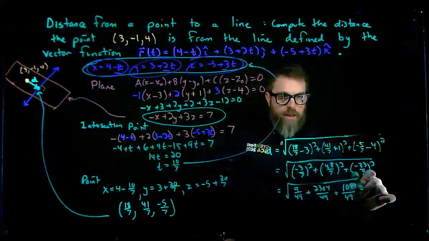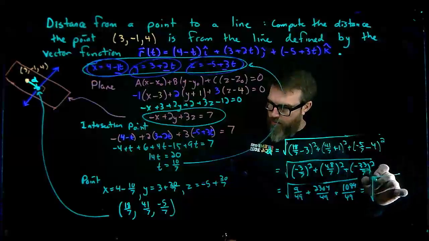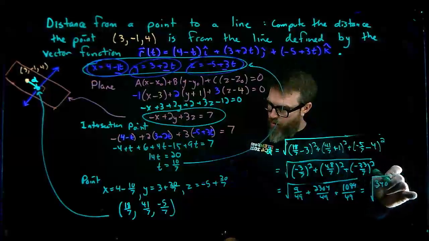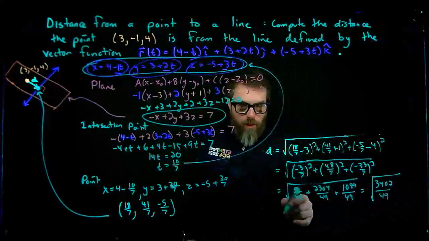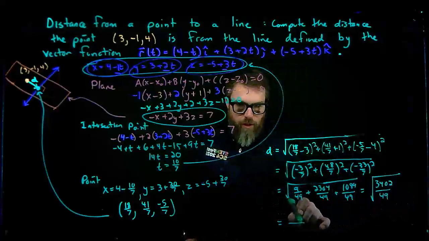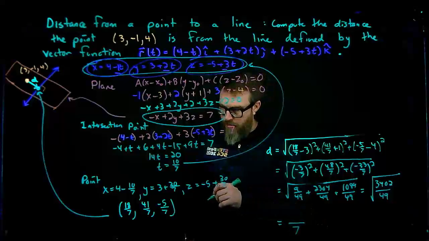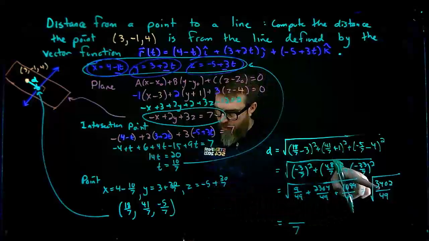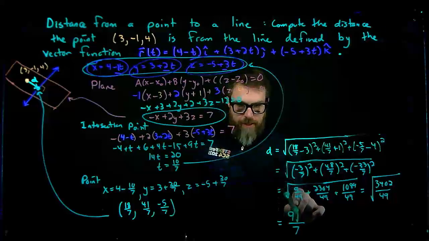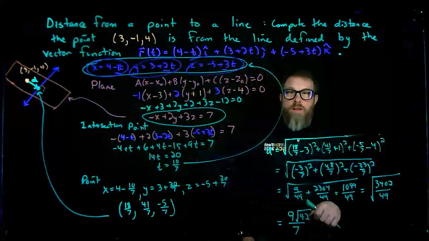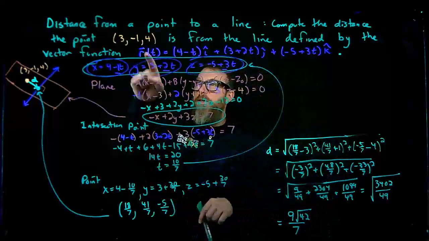So what we get here is the square root of 3402 all over 49. And if you want to pull out some perfect squares, clearly, the square root of 49 is 7. And this is 81 times 42. So the square root of 81 is going to be 9 times the square root of 42, because 42 has no perfect squares. So that is the distance from this point to this line.